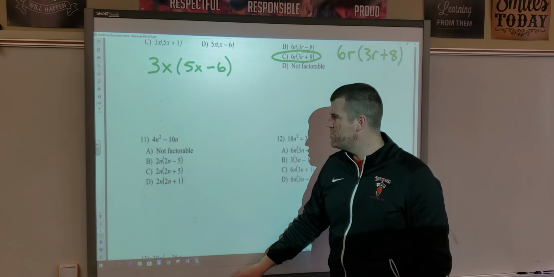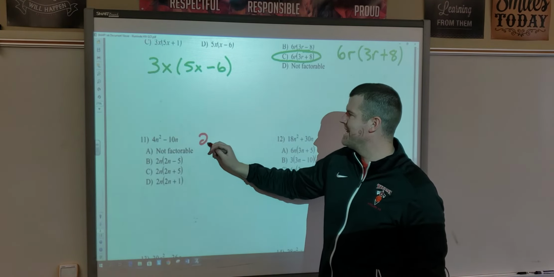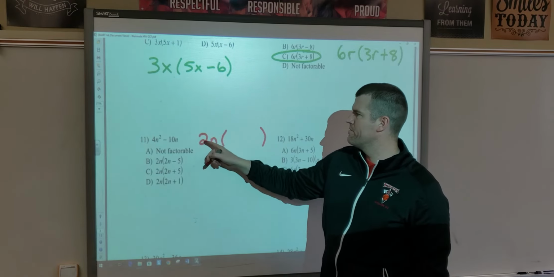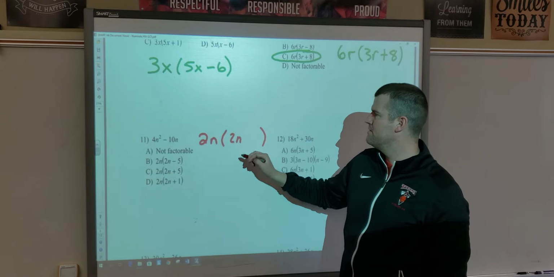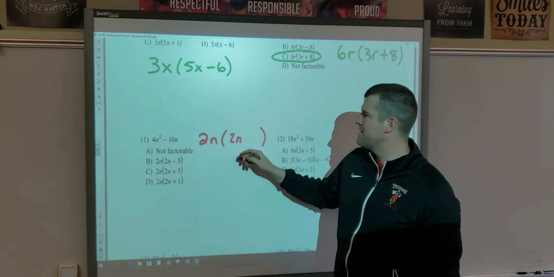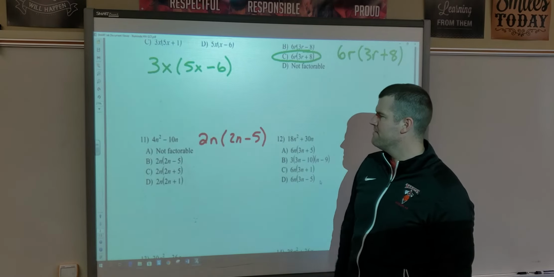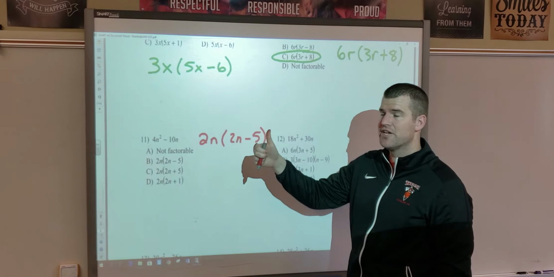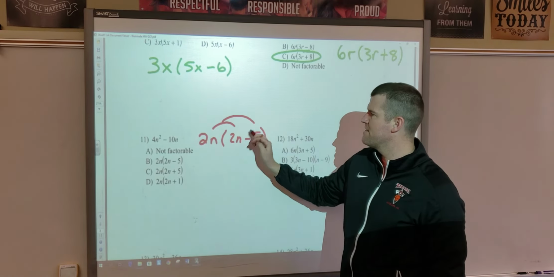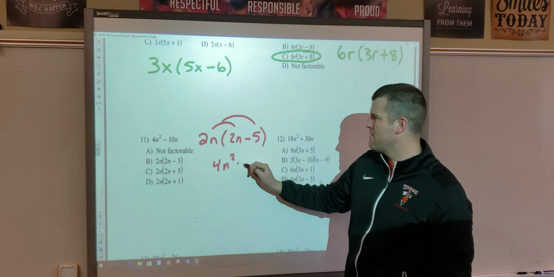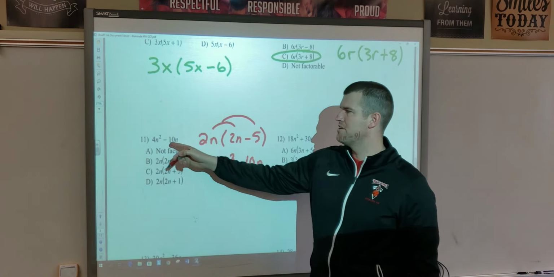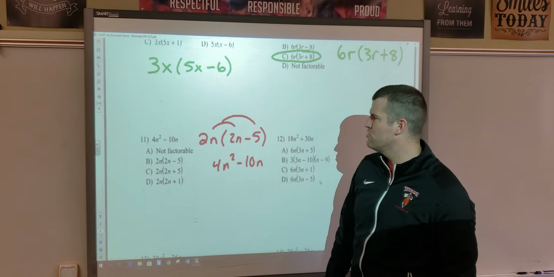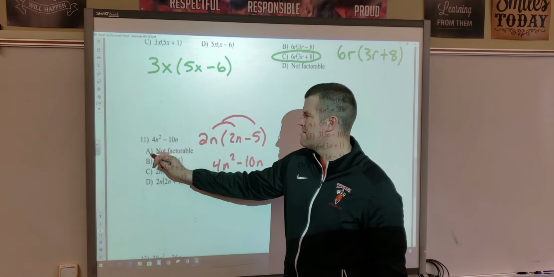Number 11, GCF is going to be 2n, and then to get 4n squared, that's going to be 2n times 2n, and to get negative 10n, that's 2n times negative 5. I double check, no common factor, that's good. If I distribute this, I get 4n squared minus 10n, which is what we started with. That's perfect. So my final solution here, 2n times 2n minus 5.